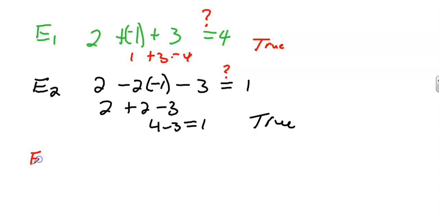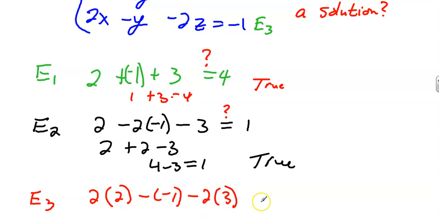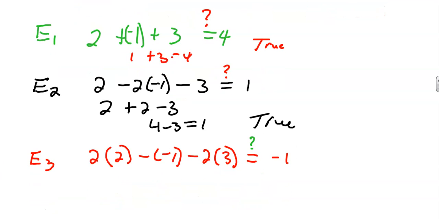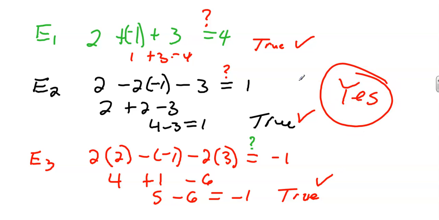So then we're on to equation 3. And with equation 3, it's 2 times 2 minus negative 1 minus 2 times 3. Does that equal negative 1? So that's 4 plus 1 minus 6. Does 5 minus 6 equal negative 1? And it does. Okay, so all 3 of them were true statements, and if all 3 are true and they ask you, is that a solution, then yes, that is a solution to it.